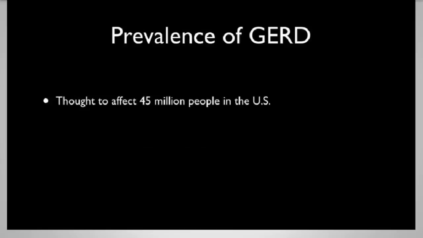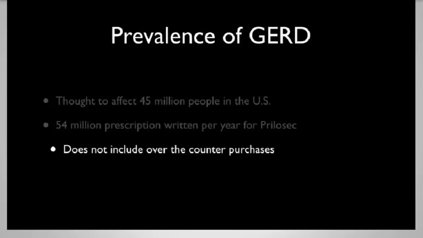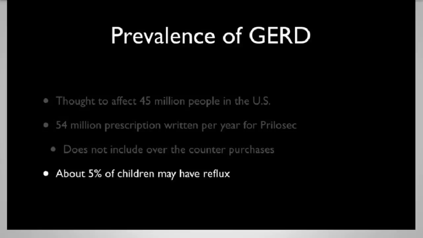The prevalence of GERD is thought to affect 45 million people in the United States. There are 54 million prescriptions written per year for Prilosec, and Prilosec now is even over-the-counter. That does not include all the over-the-counter prescriptions that are also written. About 5% of our children have reflux, and as obesity rates increase, chances are the incidence of GERD will also increase.